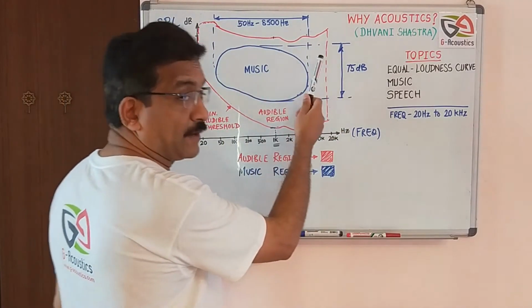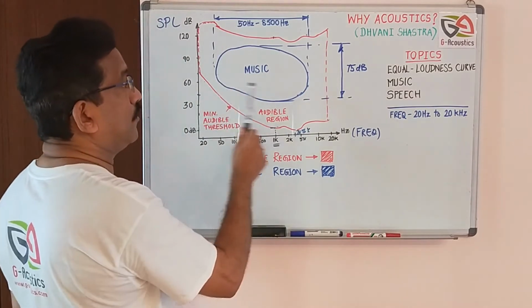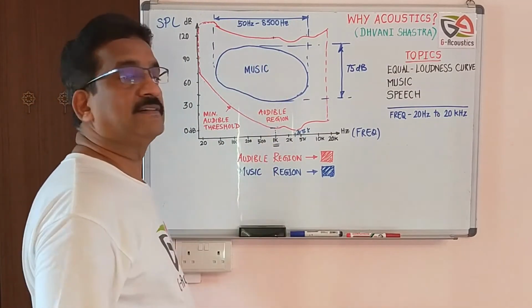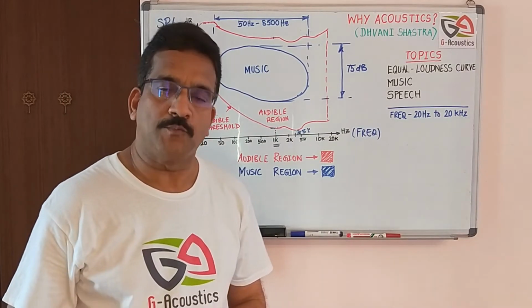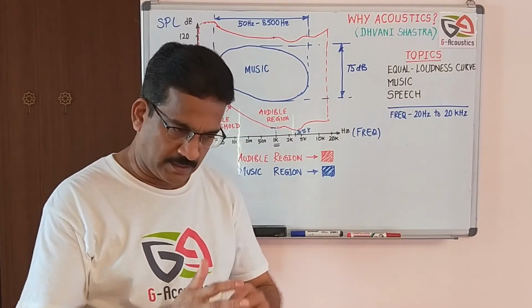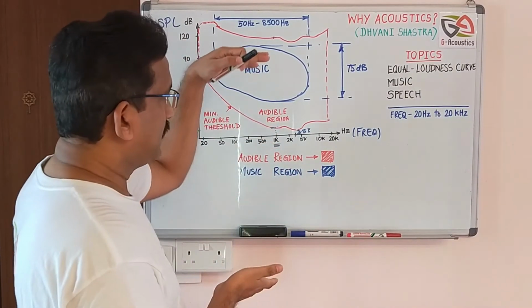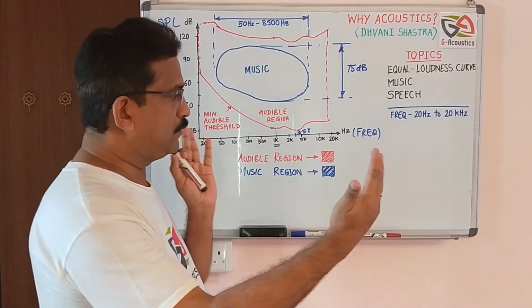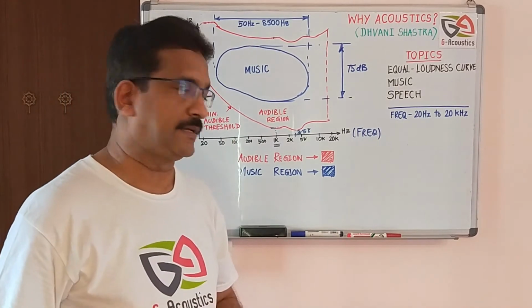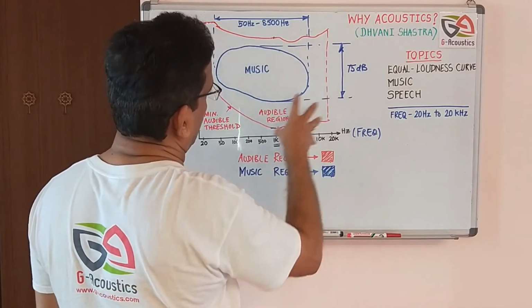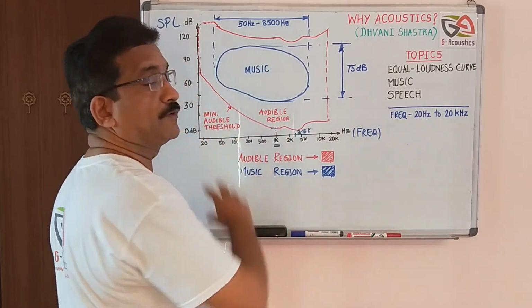And how about the frequency? The frequency for music is between 50 hertz to 8500 hertz. So that is the bandwidth, and the dynamic range within which music operates. If you see, music occupies a major portion of this audible region.